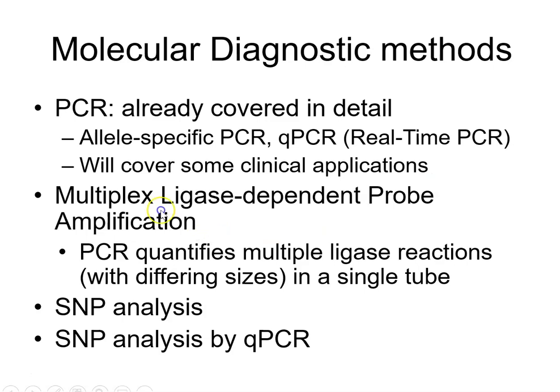Now, the first method I'm going to talk about is multiplex ligase dependent probe amplification, which requires PCR concepts to be understood to understand how this works. So I'm going to talk about this first, and then in the second half of the session I'm going to talk about single nucleotide polymorphism stroke mutation analysis, and then how we can do this using quantitative PCR principles.